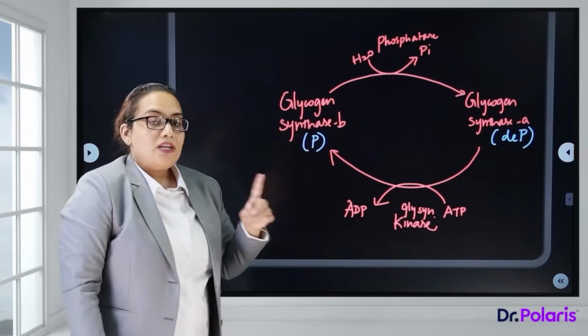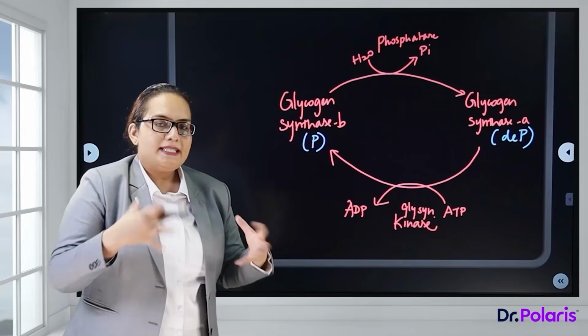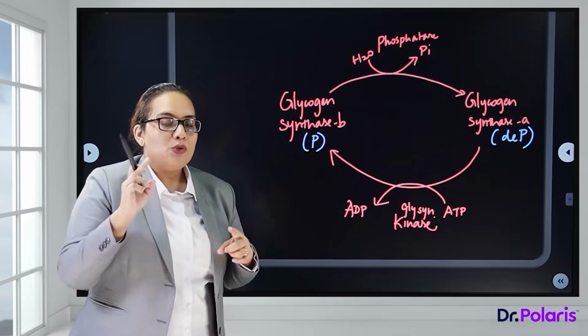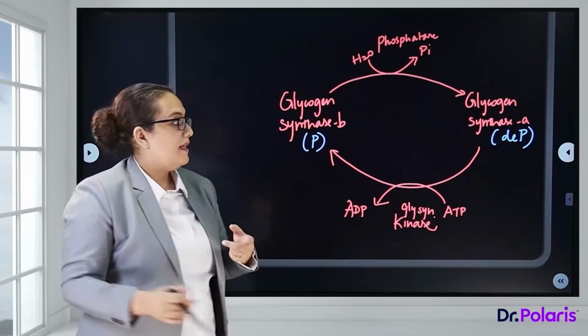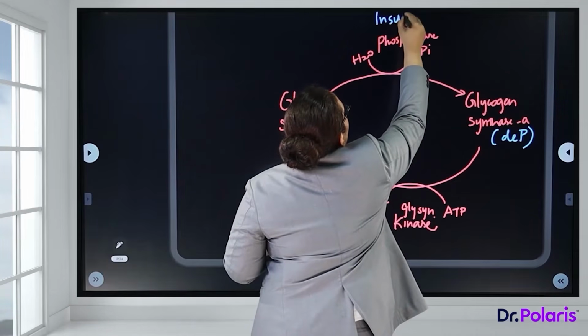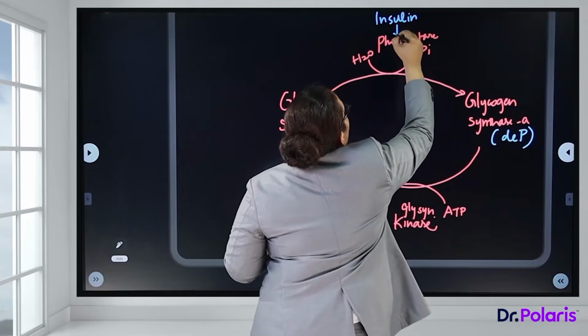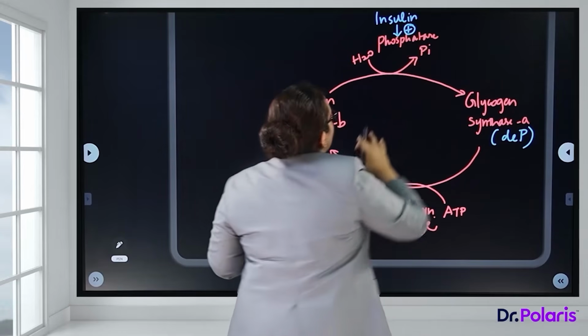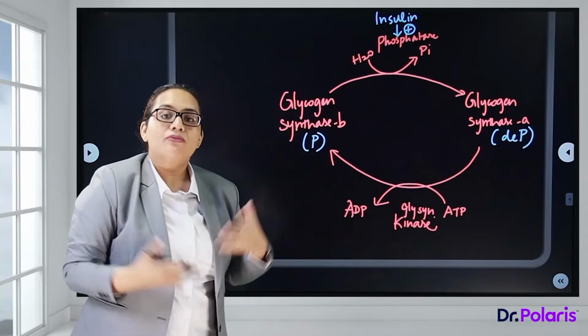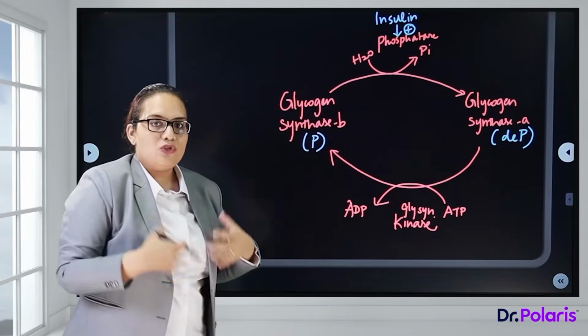Now, glycogen synthesis should occur within the well-fed state where excess glucose is stored as glycogen. And in the well-fed state, you know that insulin has to be secreted. So I can say that insulin stimulates the activity of phosphatase, thereby causing the dephosphorylated or active form of glycogen synthase to be formed.